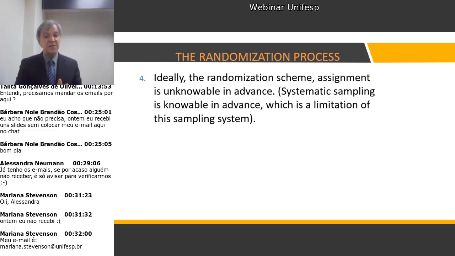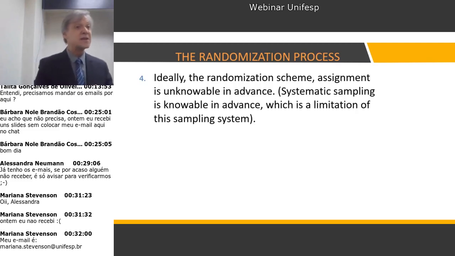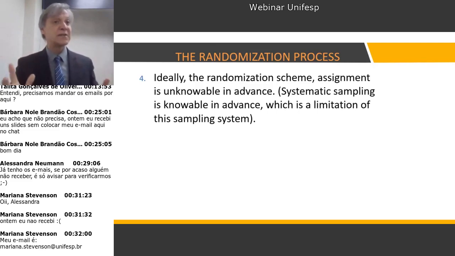The randomization scheme assignment is concealed in advance. People don't know in advance. I don't want people to know because they can't play with that. The scientists in the field, I've had examples of scientists in the field playing with that.